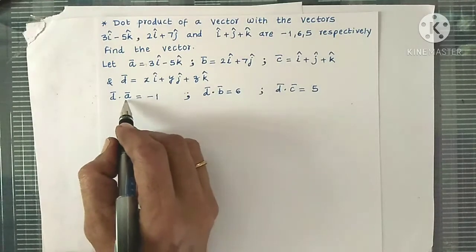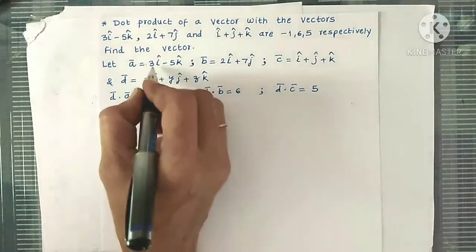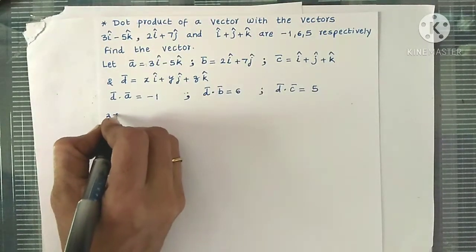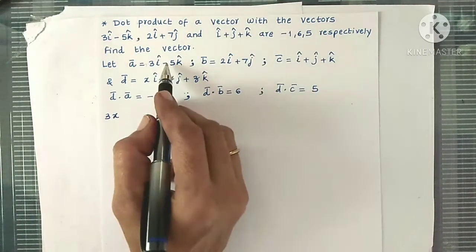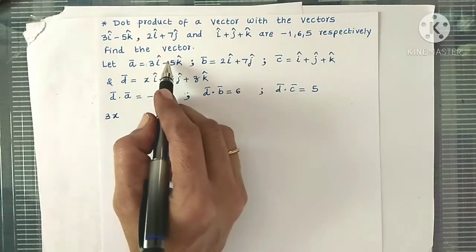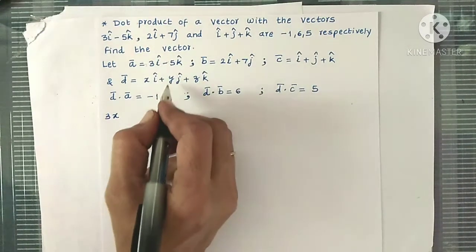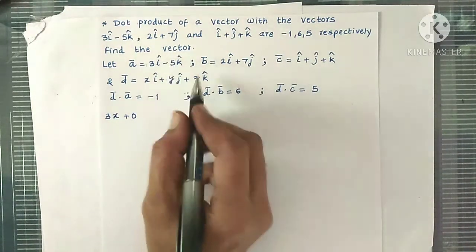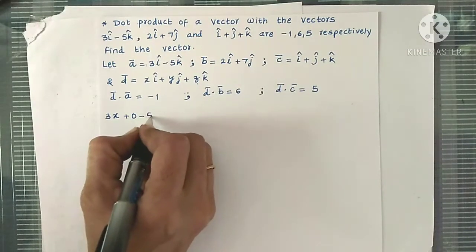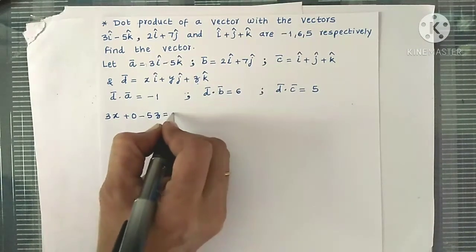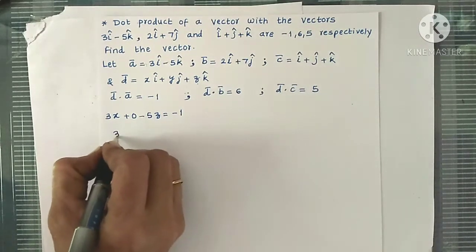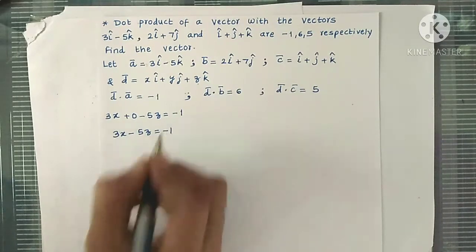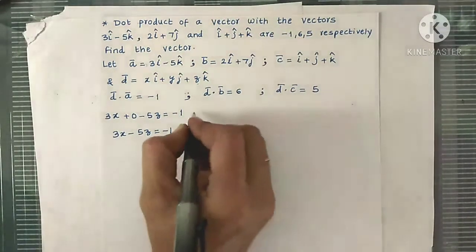So first dot product, d bar and a bar. Coefficients of i are 3 and x. So the product is 3x. Coefficient of j: here the term in j is absent, so the coefficient of j is 0 here. So 0 into y is 0. And the product of coefficients of k is minus 5z. So minus 5z equal to minus 1. So the first equation is 3x minus 5z equal to minus 1 using the first dot product.